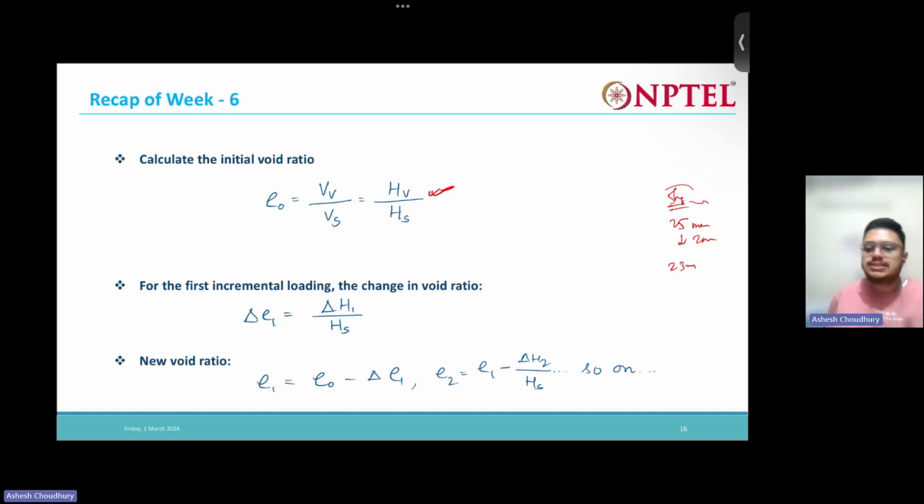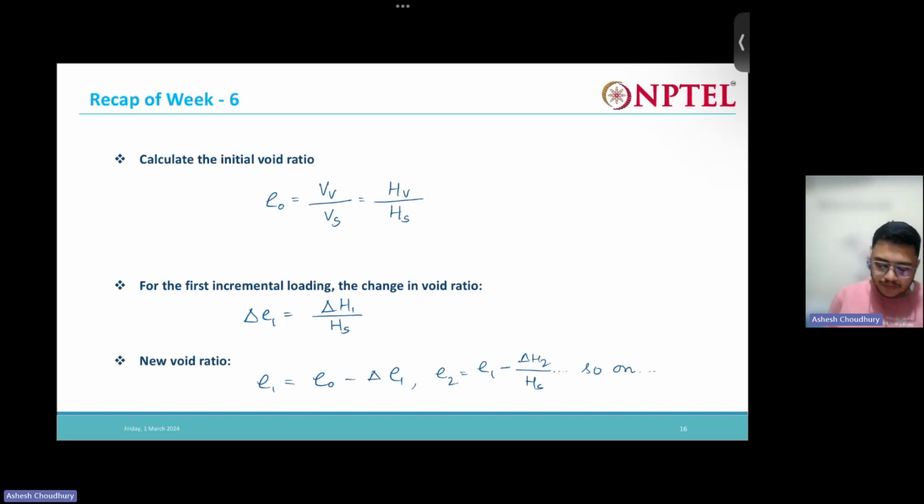Similarly, at each step you can use the same procedure. What will be e2 for the next loading? e1 minus delta H2 by Hs. Similarly, for each loading you can determine the void ratios. So you got the void ratio for each loading, and you already have the pressure for each loading. So now you can plot void ratio versus pressure, right?